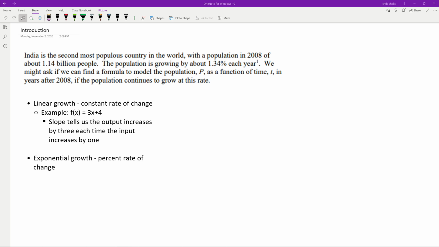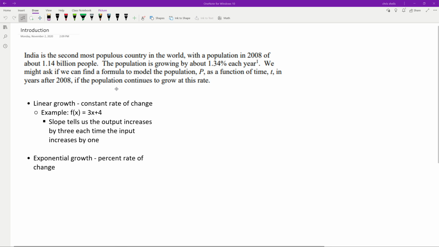So, first off, let's go ahead and look at an example of something that we're going to try to solve later on in this section. India is the second most populous country in the world, with a population in 2008 of about 1.14 billion people. The population is growing by about 1.34% each year. We might ask if we can find a formula to model the population P as a function of time T in years after 2008, if the population continues to grow at this rate.